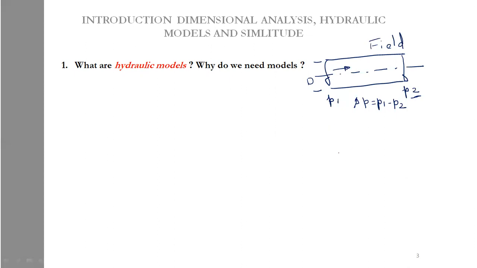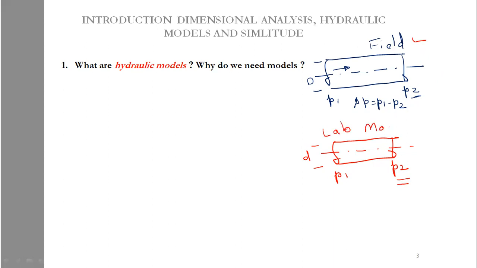So in the laboratory, we'll make a scaled replica of the same pipe using a scaled down diameter and scaled down dimensions of the pipe. And again, we will measure the pressure at P1 and P2 and check whether the value we have got is correct or not. So what we are trying to do here is predict the behavior of the actual field using the behavior of a model in the laboratory. This is the lab model.